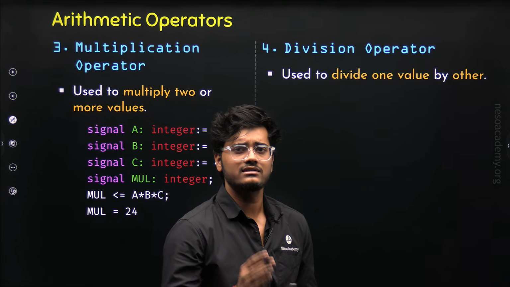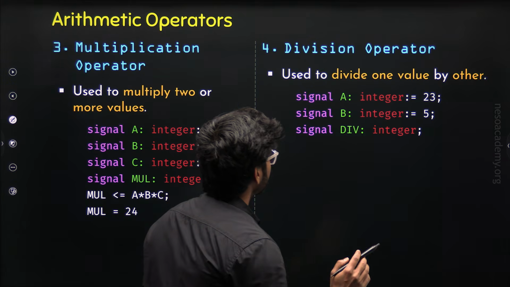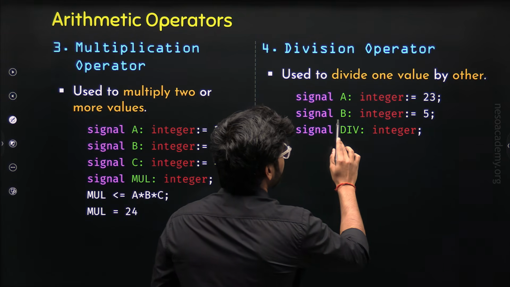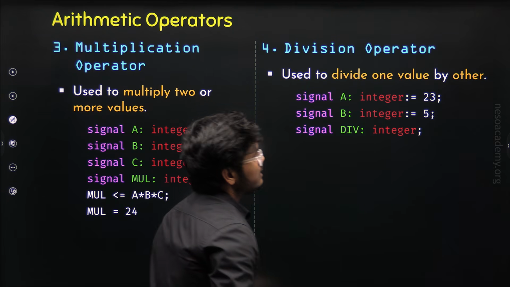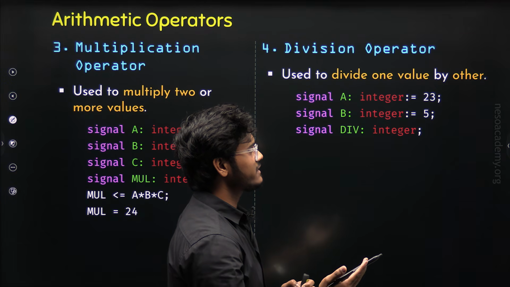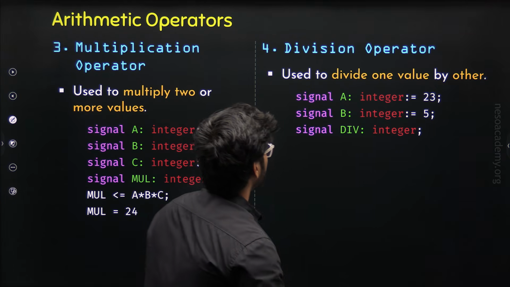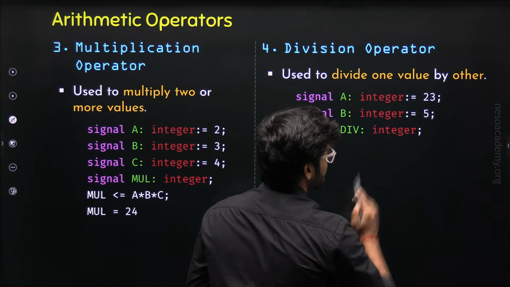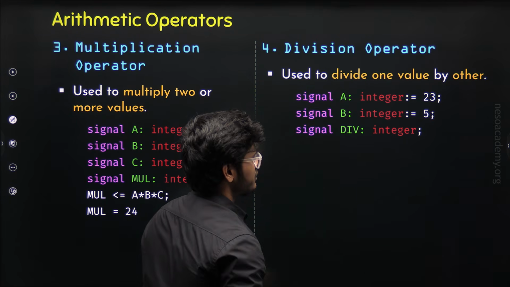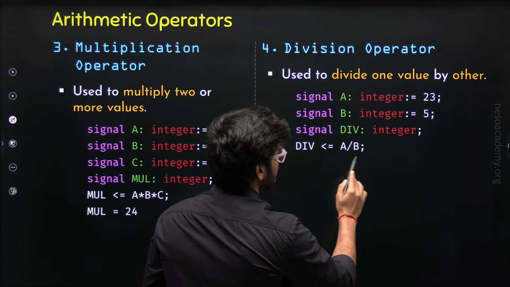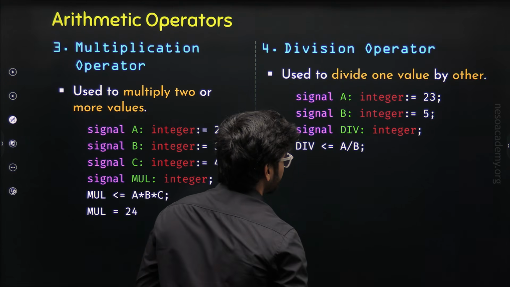Now let's understand this using an example. For that, I am taking two signals, A as integer 23 and B as integer 5. Now, when we divide 23 by 5, what will be the result? A quotient. Signal div will store this quotient, which is of integer data type. Now let's see the operation: A divided by B and storing the result inside this signal div.